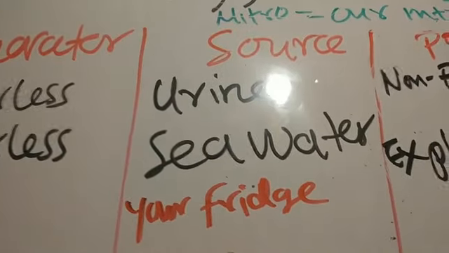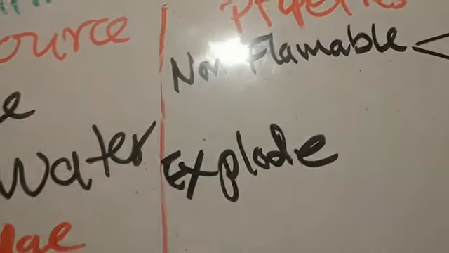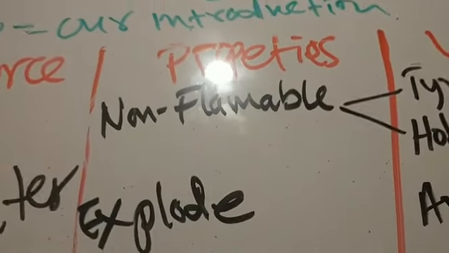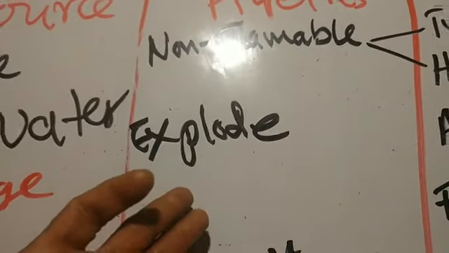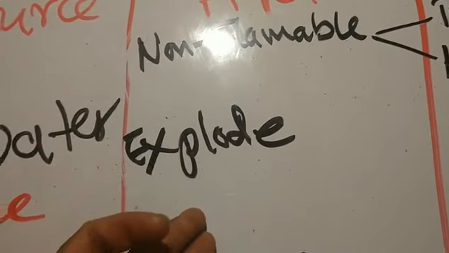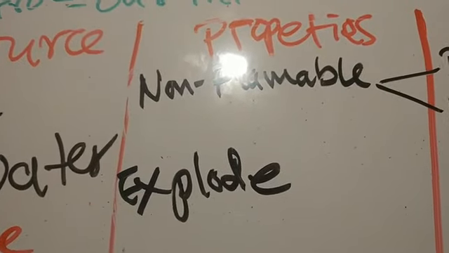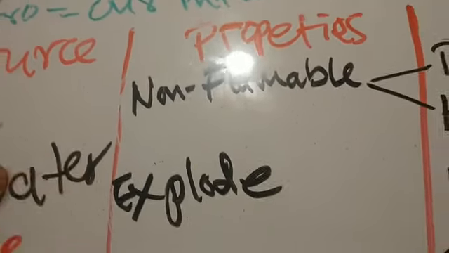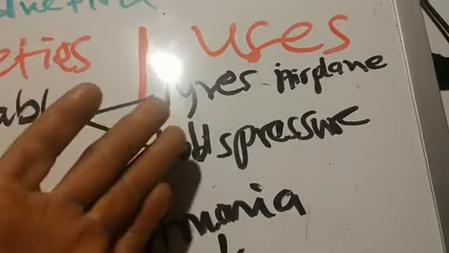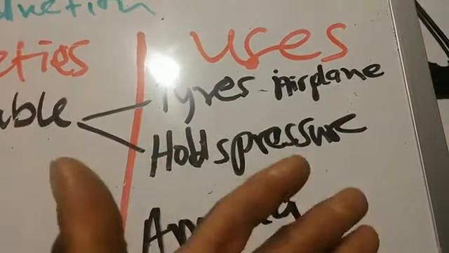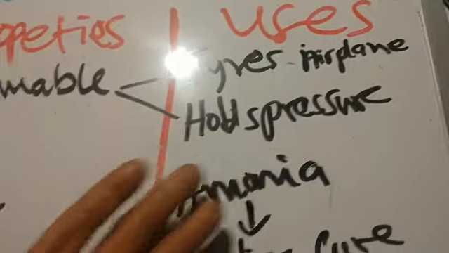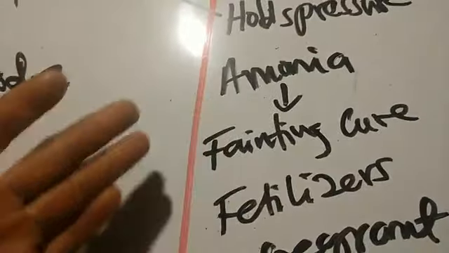So you can take a look at that. The properties: it is non-flammable because it is able to hold high pressure. It's non-flammable, but it can explode. It is used to fill tires. You fill your airplane tires with nitrogen because it's able to hold a high level of pressure. And it's used in the manufacturing of ammonia and fertilizers.